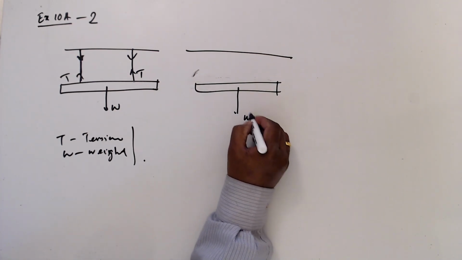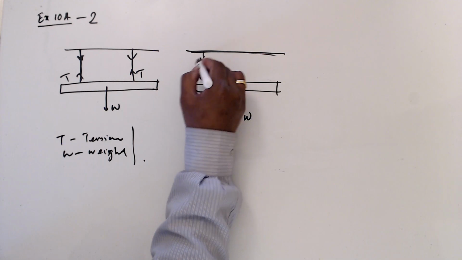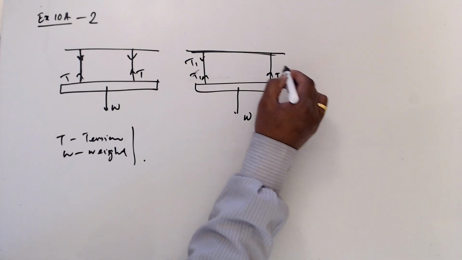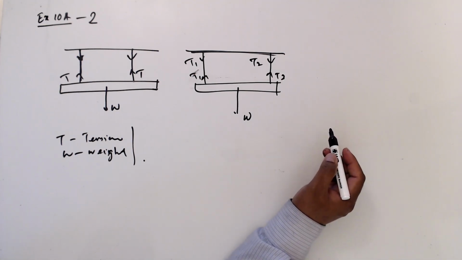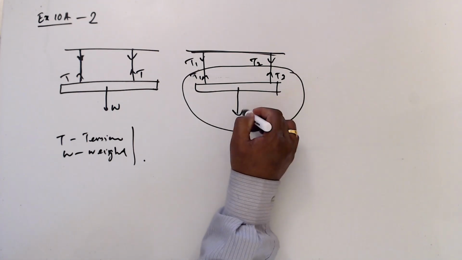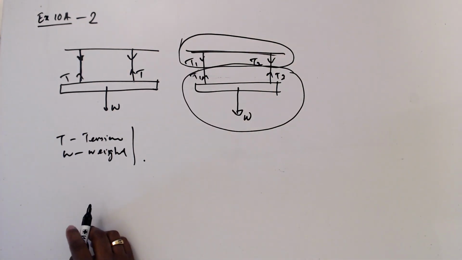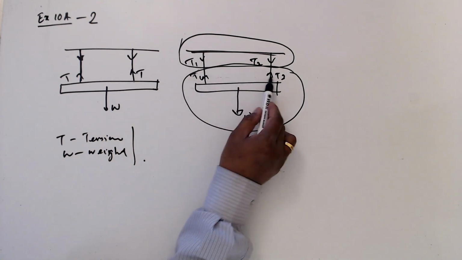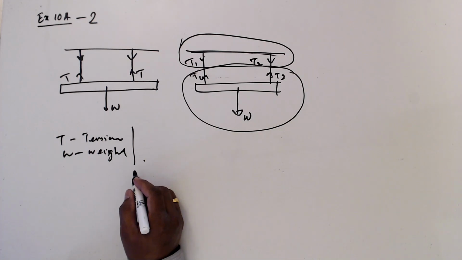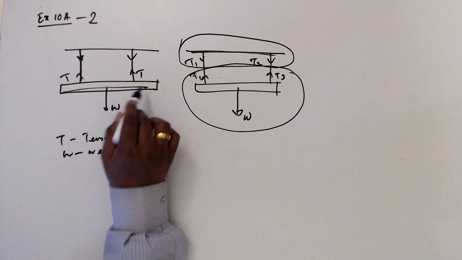This is W. With two different types of ropes, this is going to be T1, T1, and this is going to be T2, T2. And when you consider the bar, this is for the bar, and this is for the hanging place, forces of the hanging place. Why does it have two different tensions? Because of two different ropes. Here we assume the weight is uniformly distributed.